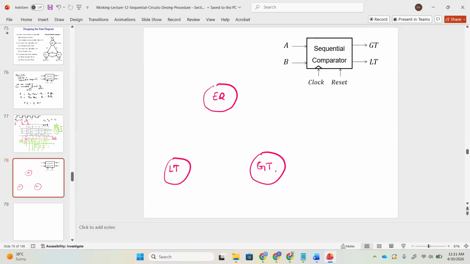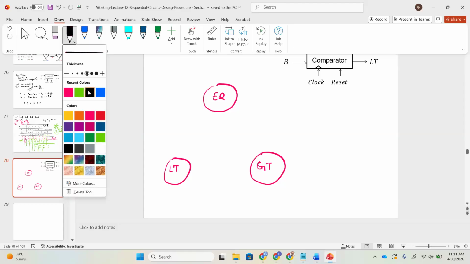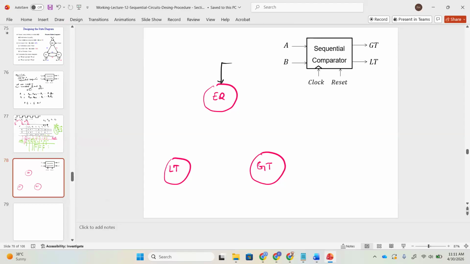Now let's assume we have a reset. Reset will initialize the system to some known state, an equal state. Then we are comparing AI and BI. There are four possible values of AI and BI: 0,0, 0,1, 1,0, and 1,1. Got it or not got it?